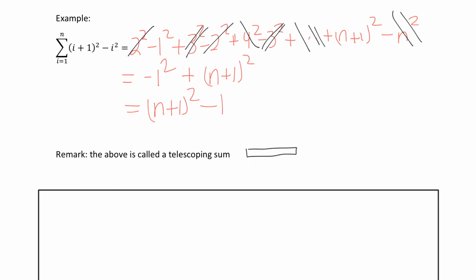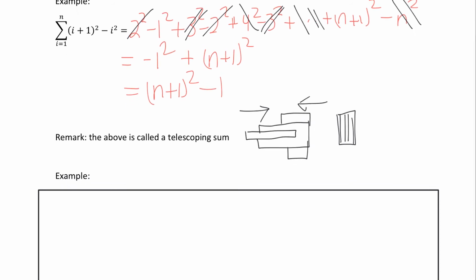It might have one section here, and then another section here, and then another section here, and you could imagine collapsing the whole thing, so it would collapse in on itself, and you'd just be left with a very small telescope, all bundled up together. It would extend out like a slinky, and then it would crunch down like a telescope. So that's where the idea of a telescoping sum comes from.